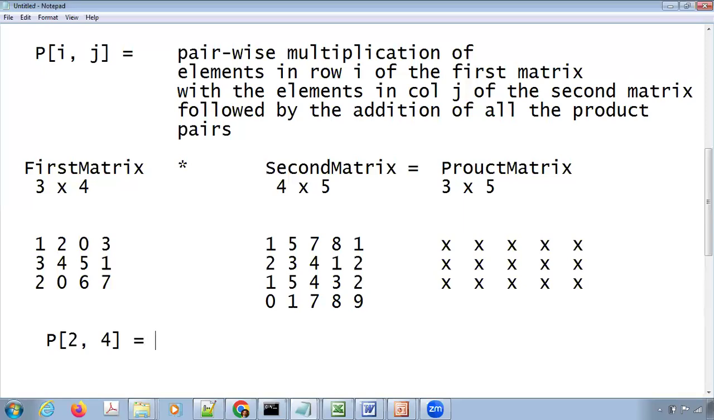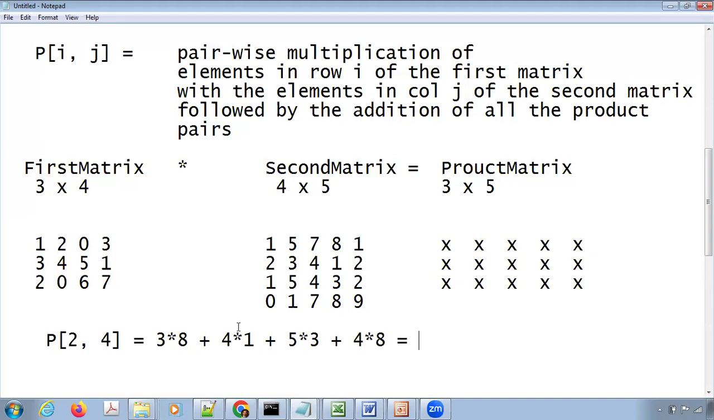So that's going to be a pairwise multiplication, which means this 3 here multiplied with this 8. So it's 3 times 8 plus, followed by the addition of all the product pairs. So this is one product pair, plus this 4 in row 2 multiplied by the corresponding element in column 4, which is 4 times 1, plus this 5 times this 3 here, plus this 4 times this 8.